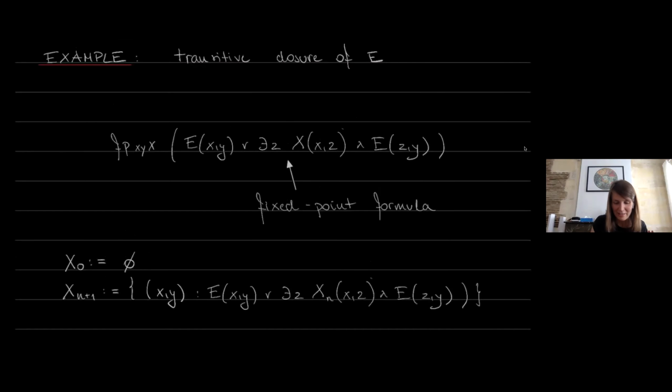More precisely, this formula defines a sequence of relations. The first one is empty. And then in the relation X_{n+1}, we put those tuples X and Y such that either there is an edge between X and Y, or there exists Z such that X and Z belong to the previous step, the relation X_n, and there is an edge between Z and Y. It's easy to see that the relation X_n contains all pairs of vertices X and Y such that Y is reachable from X by a path of length at most n. And now this fixed point formula defines the least fixed point of this sequence of relations. At some point this will stabilize, and this way indeed we will define the transitive closure of the edge relation E.